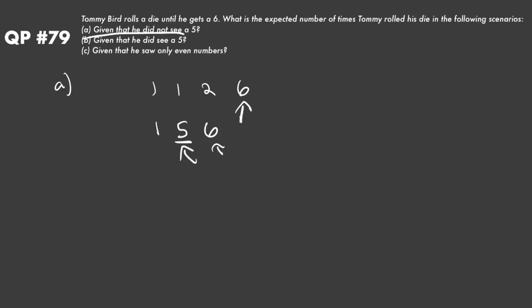So part A is asking us, given that we did not see a 5, what is the expected number of rolls until we get a 6? So canceling out all the roll sequences where a 5 came first, we're only looking at the ones where we have no 5 before our 6. What is the expected number of rolls? And this is a very unintuitive question, right?